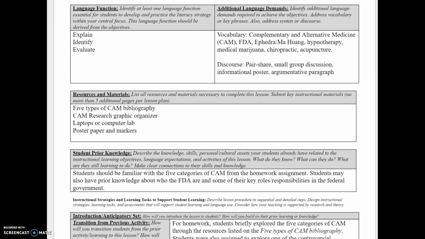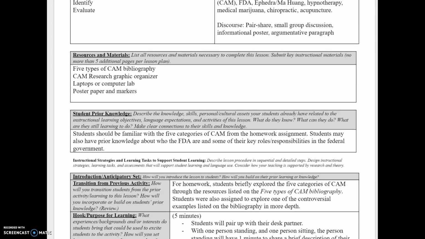Here are my resources and materials. Students should already be familiar with the 5 categories of CAM from their homework assignment, which I'll explain in a second. And students may also have prior knowledge about who the FDA are and some of their key roles and responsibilities in the federal government.